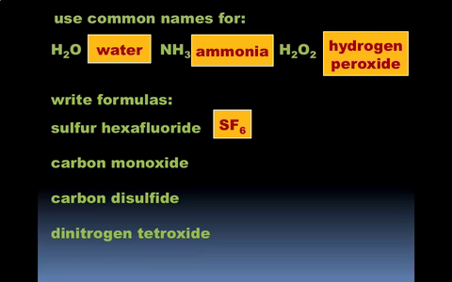Carbon monoxide: carbon tells me there's only 1. Mono tells me that there's only 1 of the second, and that is oxide, so that's oxygen, so CO. Carbon disulfide: carbon is 1, and di is 2 for sulfide, which is sulfur, so CS2. And dinitrogen tetraoxide: that tells me 2 nitrogens, and tetraoxide would be 4 oxygens.